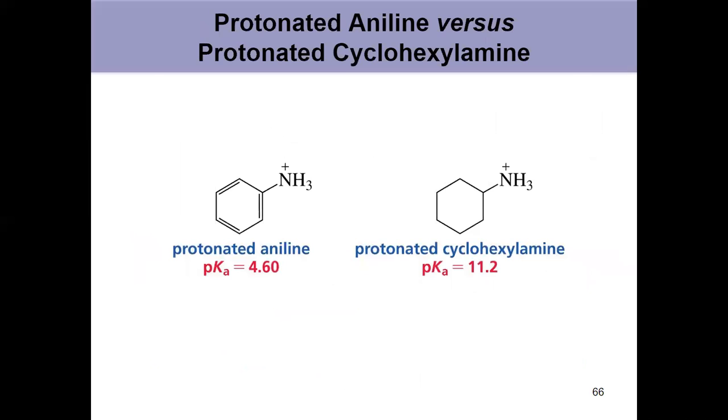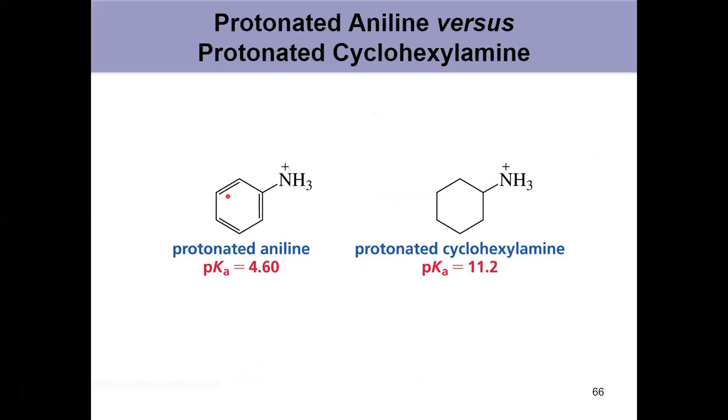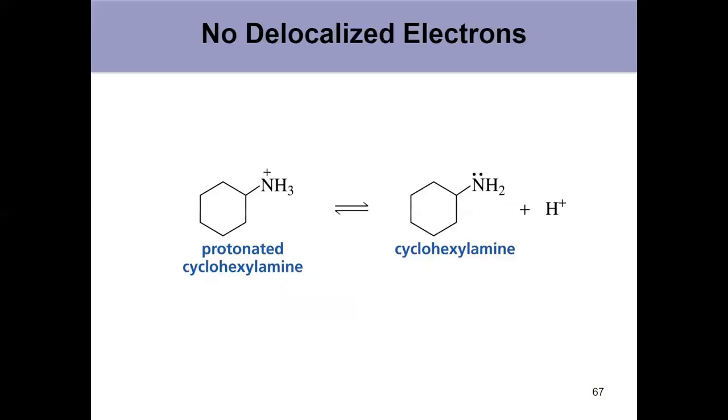Let's look at another example. Protonated aniline on a benzene ring versus protonated cyclohexylamine. The only difference is cyclohexane versus a benzene ring here in the middle. And again, we see a difference in pKa units, 11.2 versus 4.6. Why is that? Well, with protonated cyclohexylamine, when it acts as an acid, loses a proton, it forms cyclohexylamine, which has all its electrons localized.